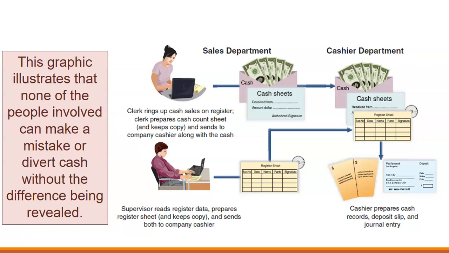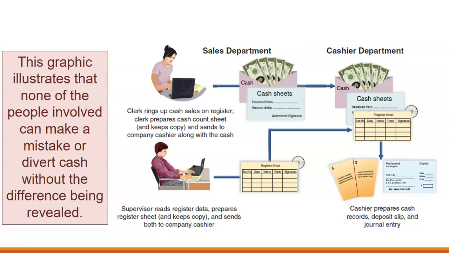being revealed. So we have a clerk that rings up cash sales on a register, prepares the cash count sheet and keeps a copy, and sends it to the company cashier along with the cash. So they have a cash sheet, who they received it from, what it was for. The cashier then prepares the cash records, deposit slip, and makes a journal entry. The supervisor reads the data, prepares the register sheet, keeps a copy, and sends both to the company cashier.